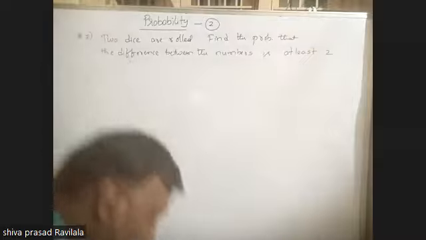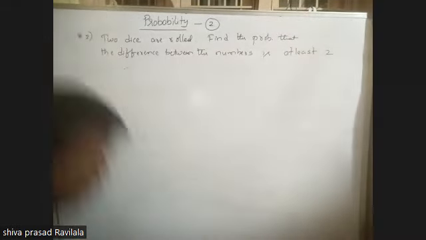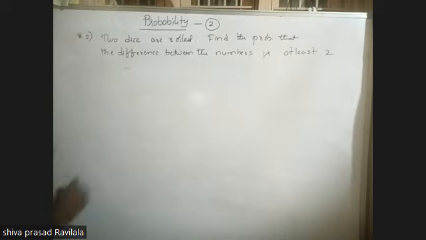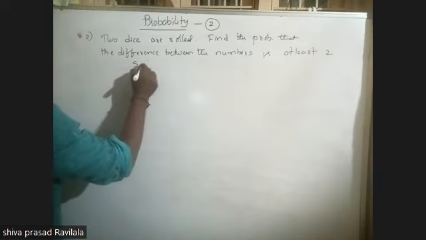Try to understand this question first of all, later we discuss. The difference between the numbers is at least 2, not less than. At least 2 means that it may be more than 2. We can take 2, 3, 4, 5, 6. When 2 dice are rolled, we are writing S is equal to what?